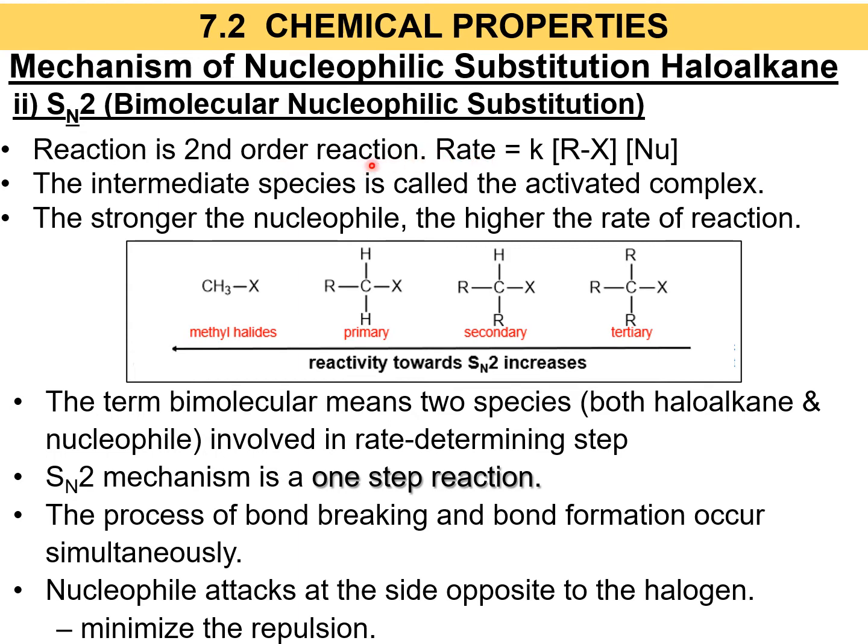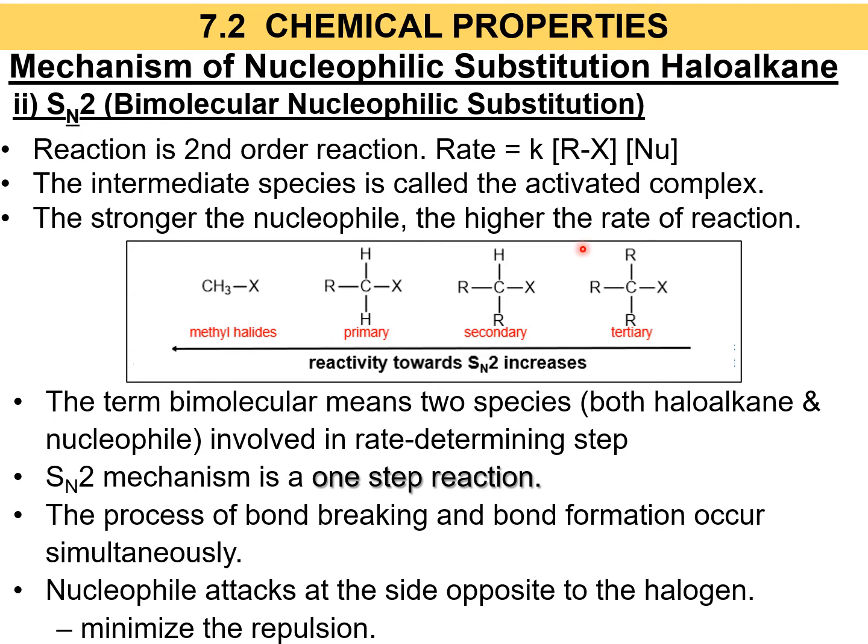Dengan rate law for second order reaction for this mechanism is rate law dia is equals to rate constant kalikan dengan concentration of haloalkane kalikan dengan concentration of nucleophile. The intermediate species yang dihasilkan ialah activated complex. Kat sini dia nak bagi tahu kita akan guna stronger nucleophile. Kita tak guna weak nucleophile. So the stronger the nucleophile, the higher the rate of reaction.